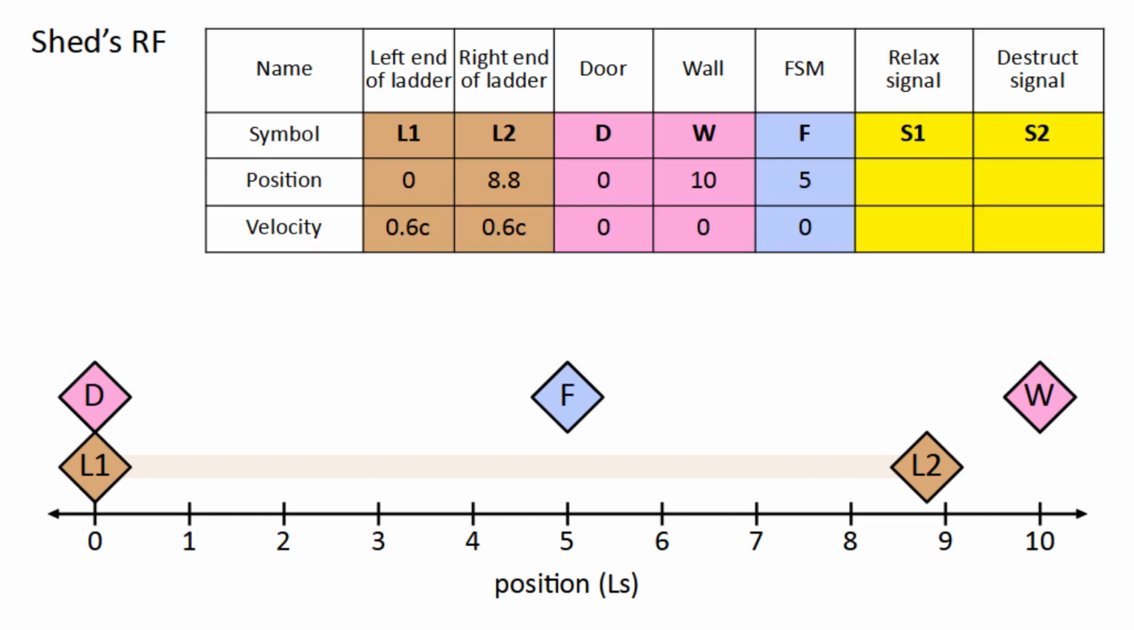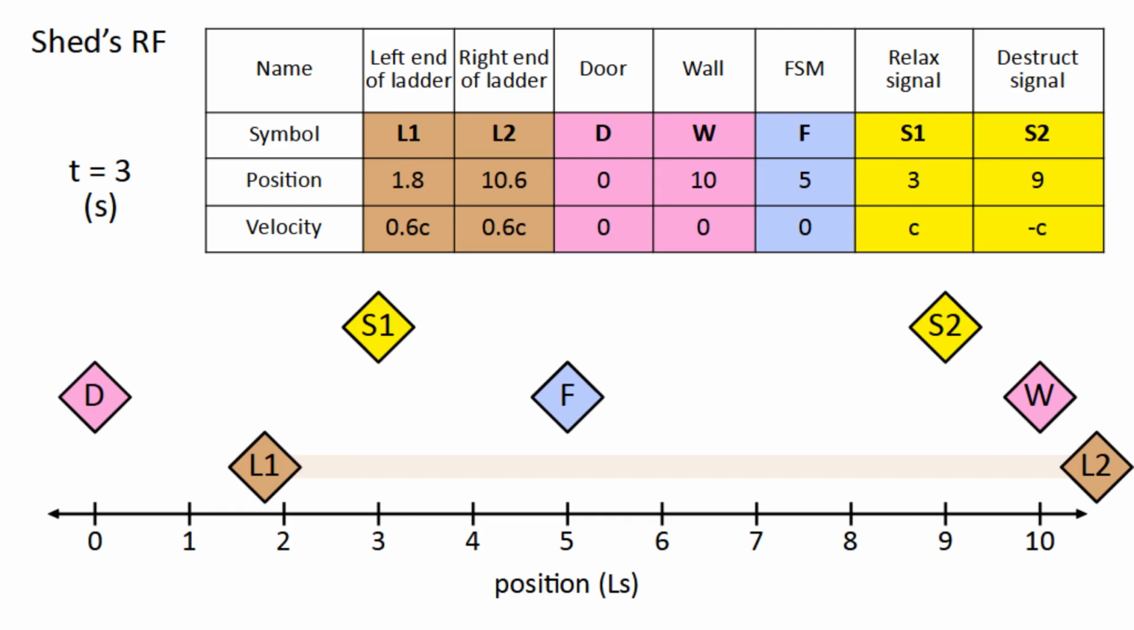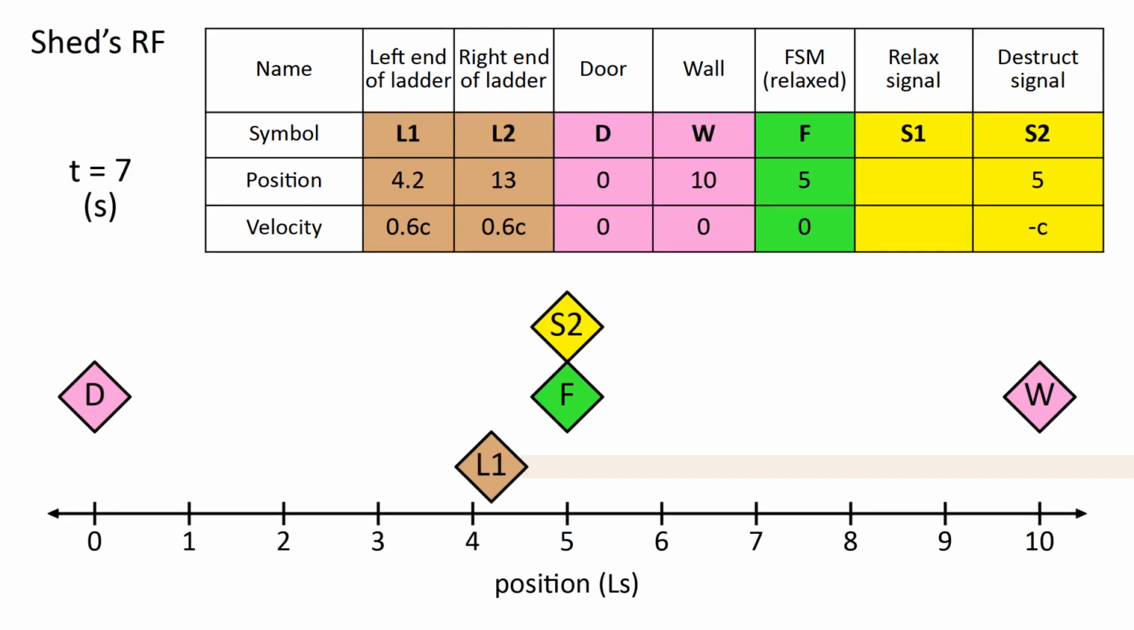Starting in the shed's reference frame, we'll say that time 0 is when the door closes and sends out the relax signal. At this point, the ladder is only 1.2 light seconds away from the wall, and it's going at 0.6 C. This means that after 2 seconds, it will crash through the wall, causing the self-destruct signal to be sent out, by which time the relax signal has traveled 2 light seconds. After another 3 seconds, the relax signal is received, and the FSM goes into the relaxed state. Then after another 2 seconds, the self-destruct signal is received, but doesn't do anything, and the FSM doesn't self-destruct.